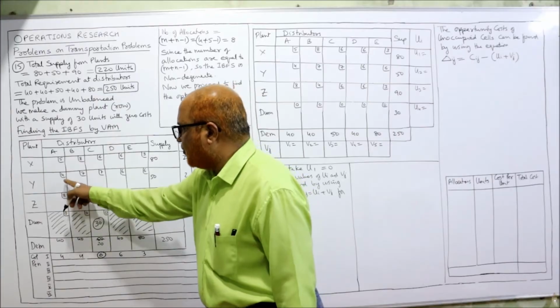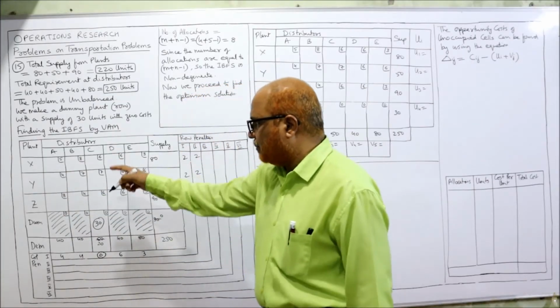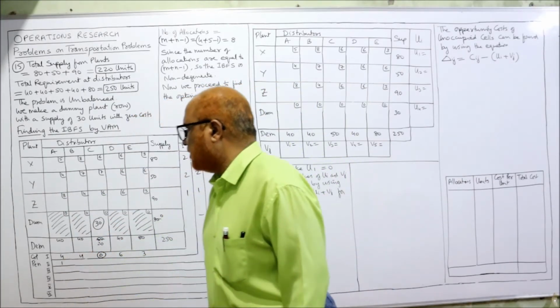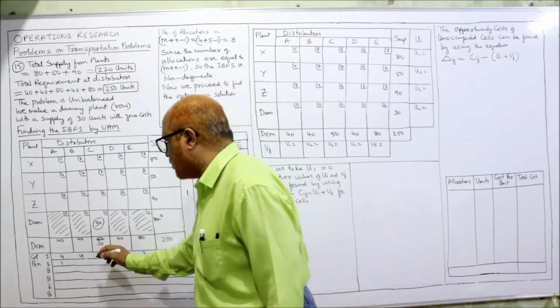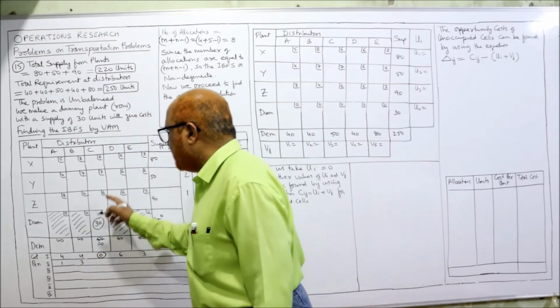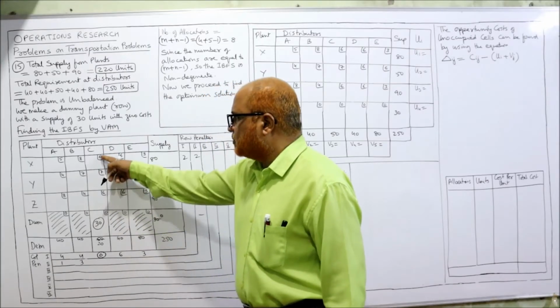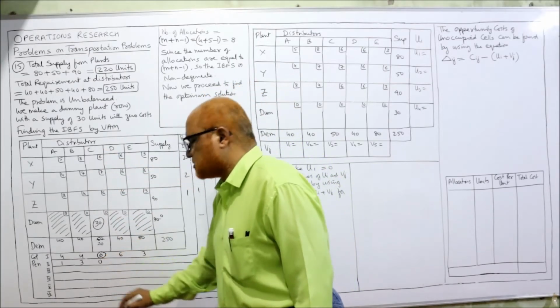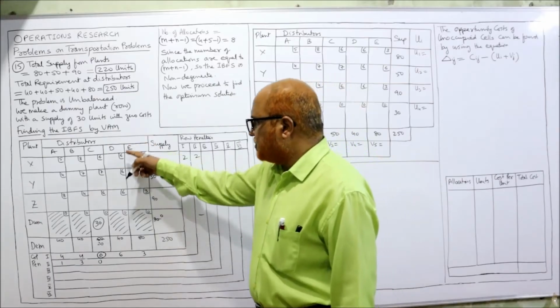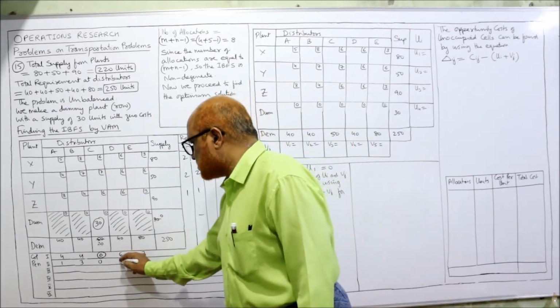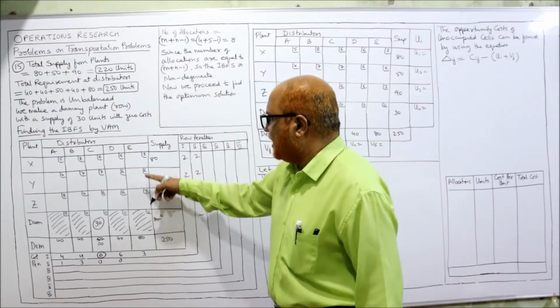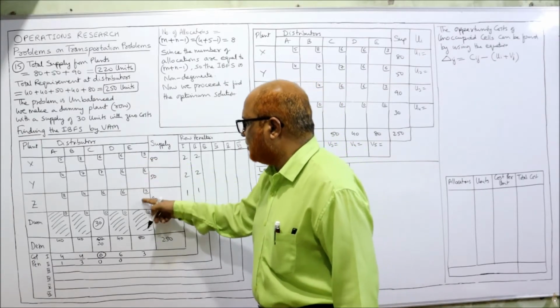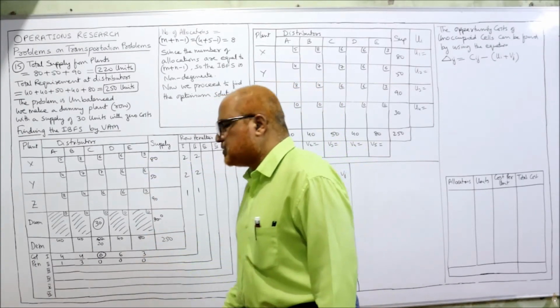Column wise, minimum 4, next minimum 5, so 5 minus 4, 1 is the penalty. Minimum 4, next minimum 7, 7 minus 4, 3. Here minimum is 6, next minimum 6, so 6 minus 6, 0. Minimum 6, next minimum 6, 6 minus 6, 0. Here 3. Minimum is 3, next minimum also 3, so 3 minus 3, 0.